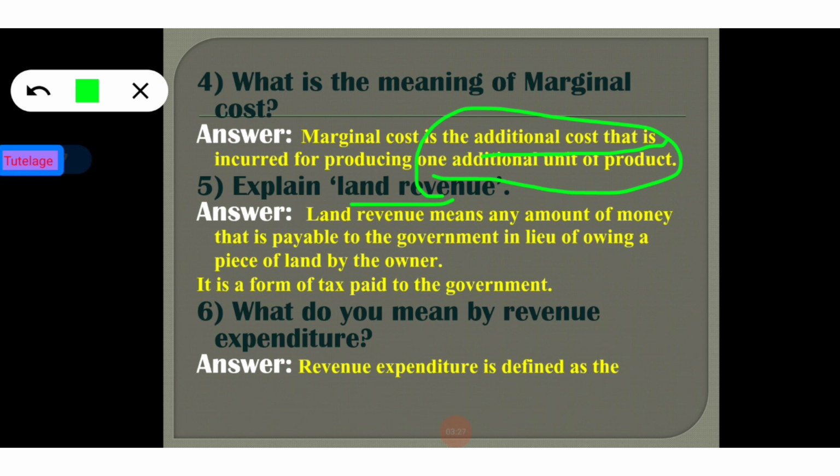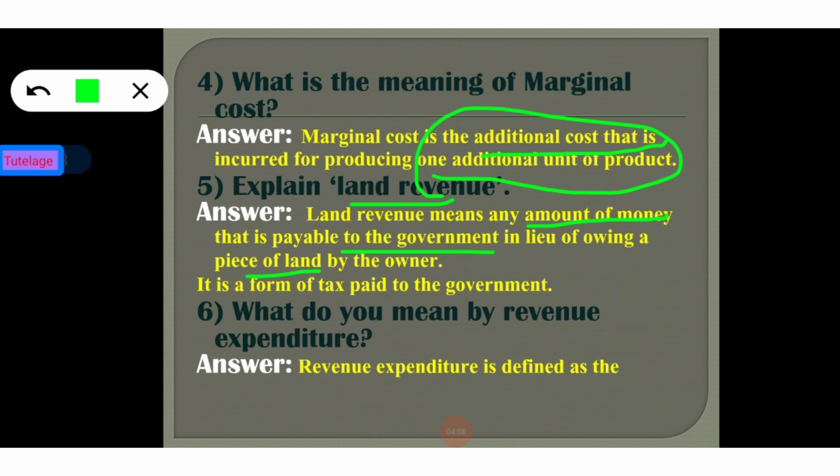So now going to the next question. Explain land revenue. Land revenue means any amount of money that is payable to the government in lieu of owning a piece of land by the owner. So, land revenue means any amount of money which is payable to the government for a piece of land. Land revenue is a form of tax which is paid to the government, and land revenue is one type of revenue which is related to the land.